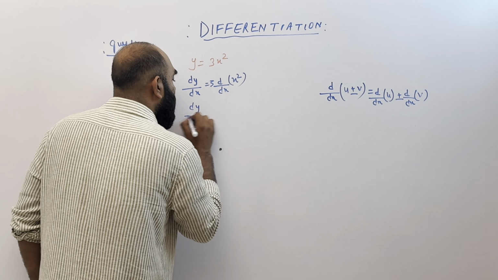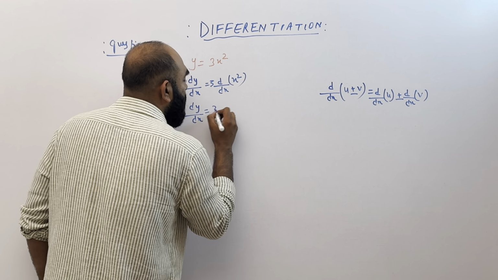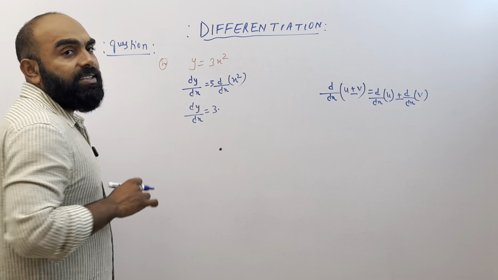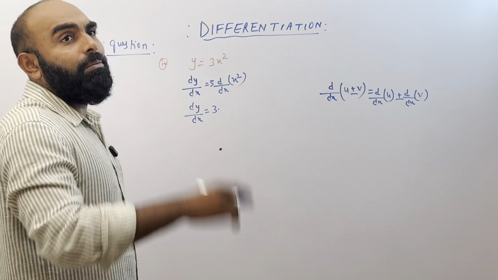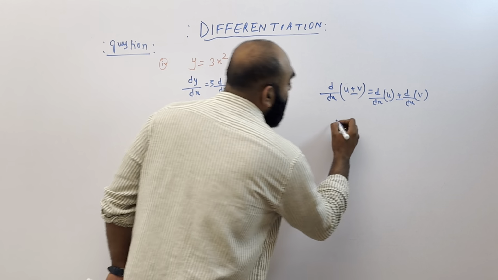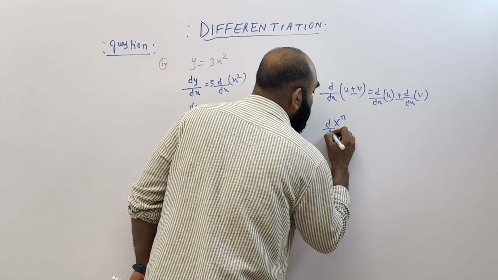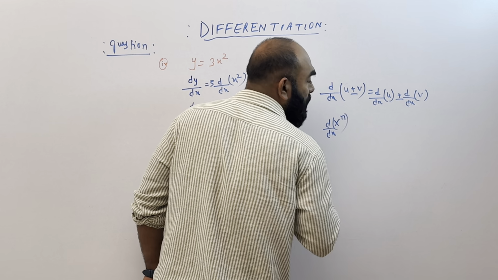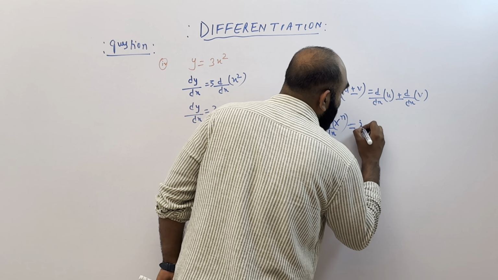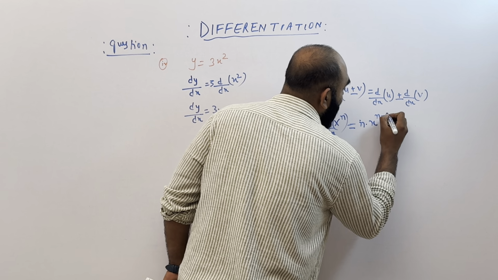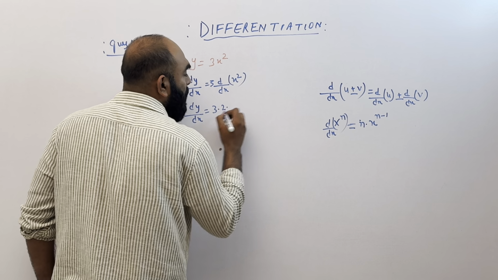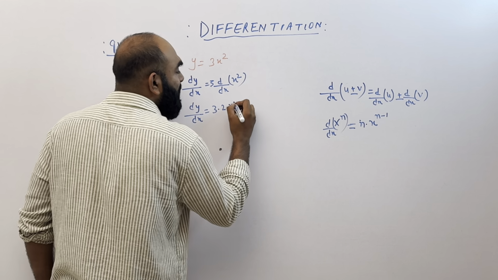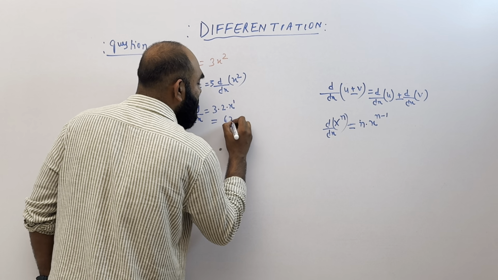Means dy by dx, 3 is outside, x to the power 2 differentiation. It is in the form of x to the power n. Tell me, the differentiation d by dx of x to the power n is n into x to the power n minus 1. Here n is 2, into x to the power n minus 1, 2 minus 1 is 1. So I can write 6x.